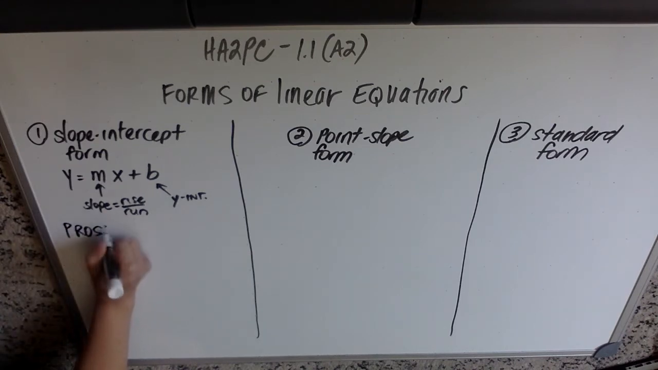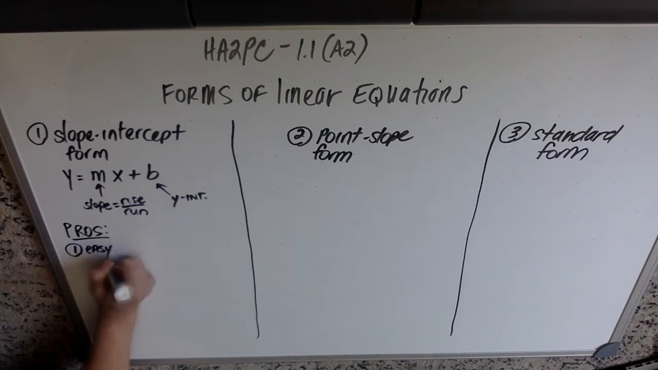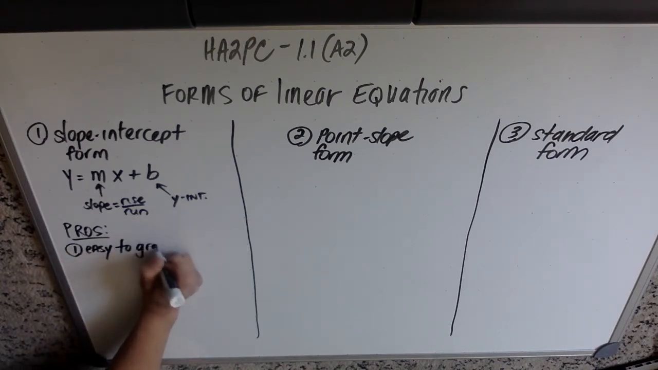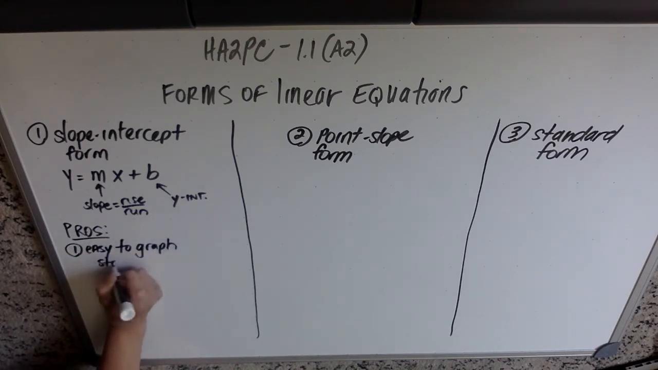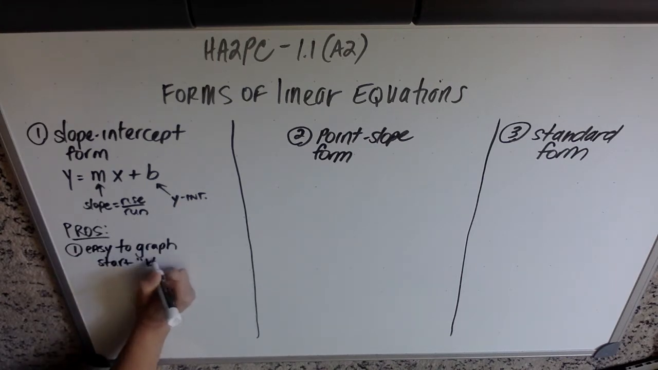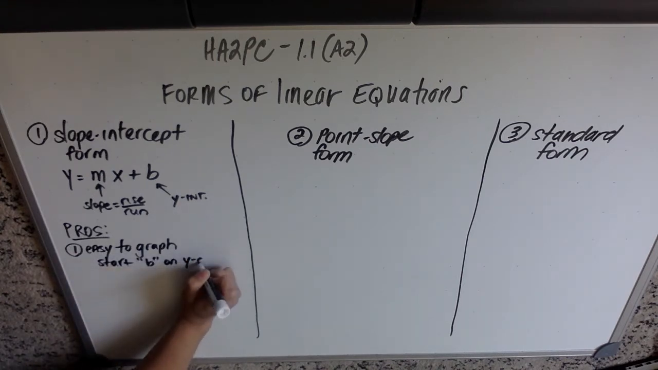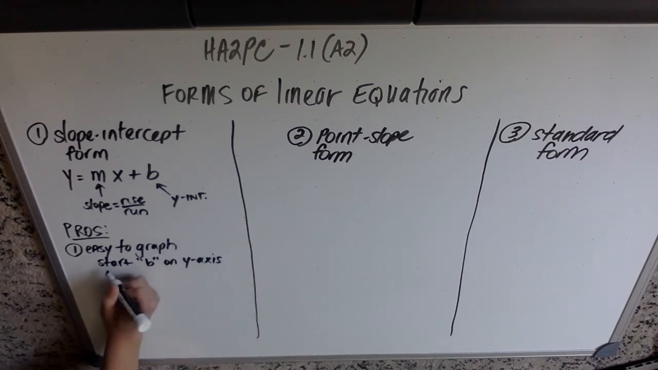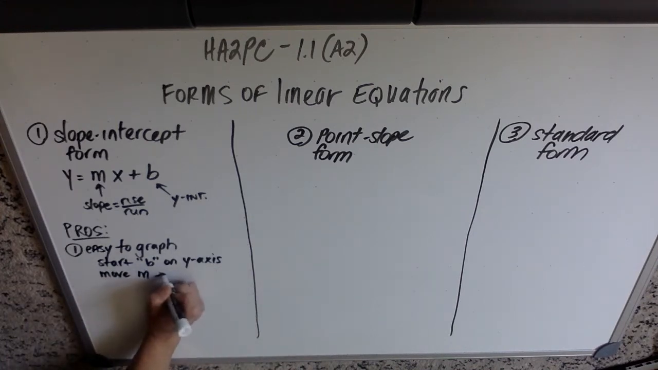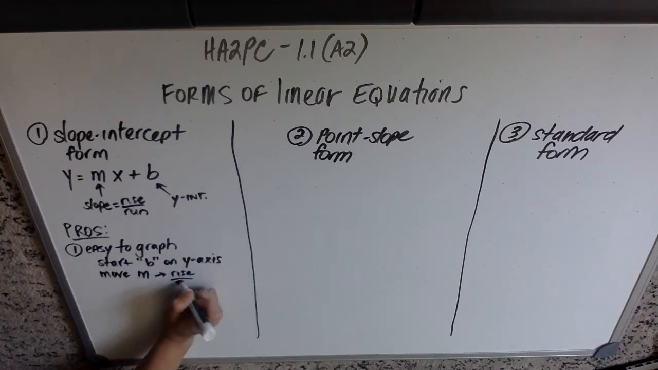So some pros about this equation: number one, it's easy to graph. So if I give you slope-intercept form, it's easy to graph because you start at b on the y-axis because it is the y-intercept, right? And then you move m units as the rise over the run, and that'll get you to your next point. So it's easy to graph.